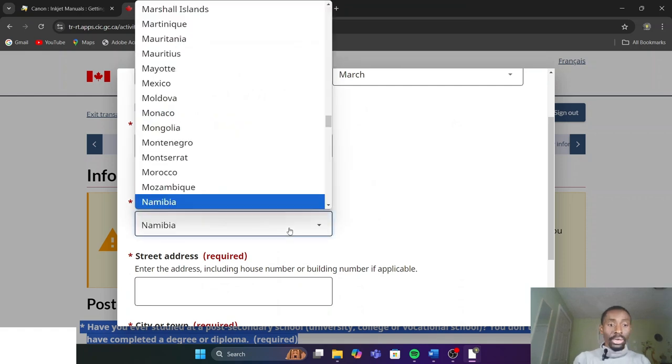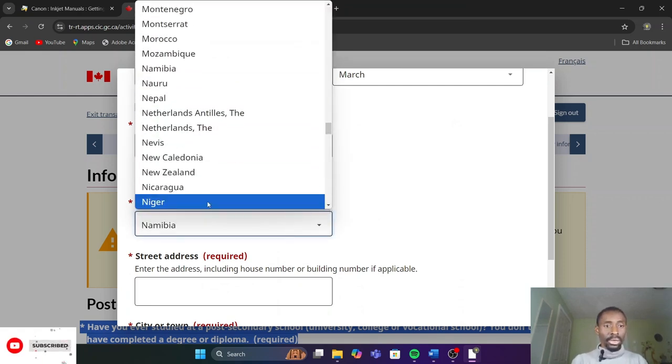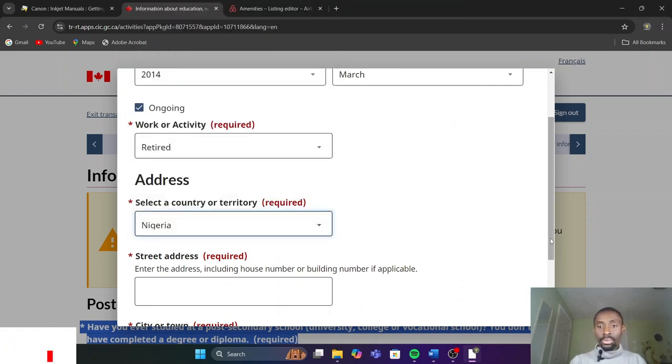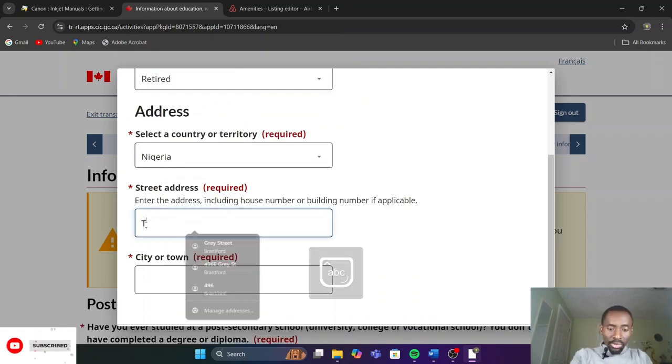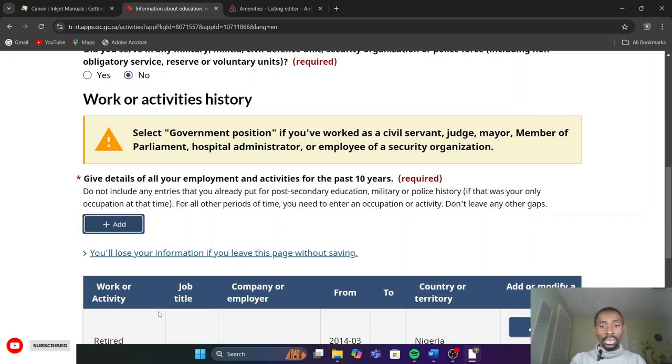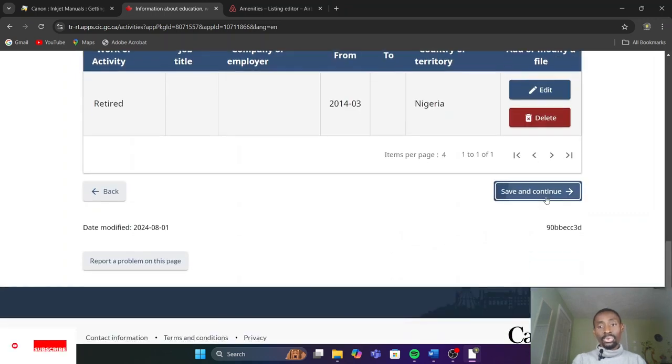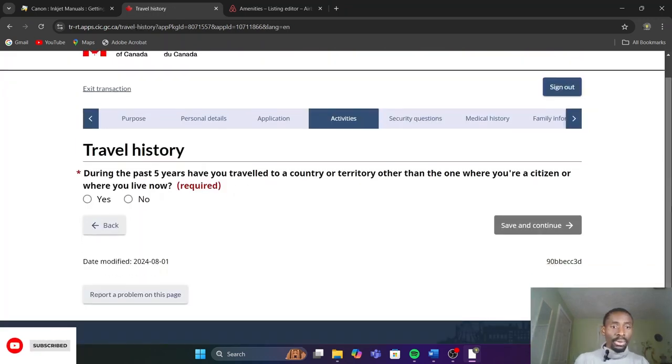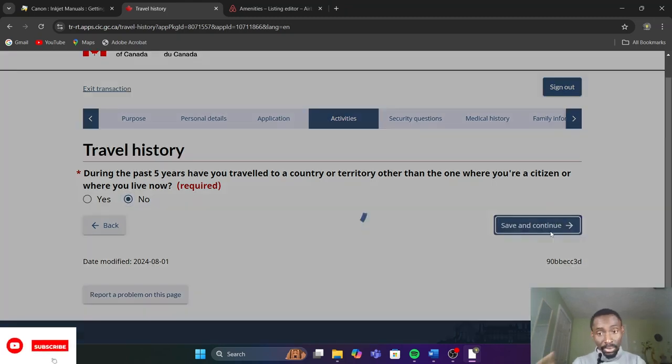Address, Nigeria. No, let's put our address. Let's say Tinubu Street. Okay, we put it in, then we save it. Since it's retired, we don't need to write a long story again. Then we continue. Now, during the past 5 years, have you traveled to a country? Our mother has just been in Nigeria. So to cut a long story short, let's continue.